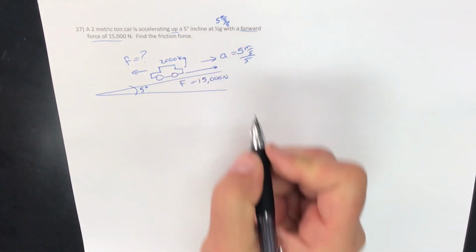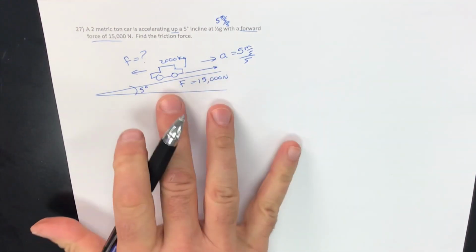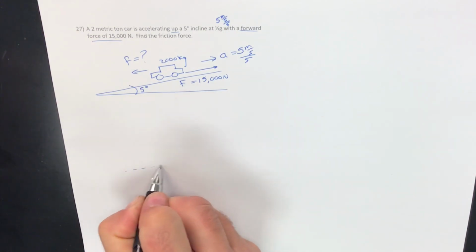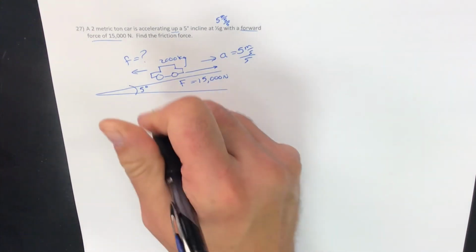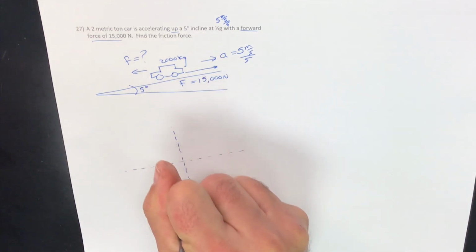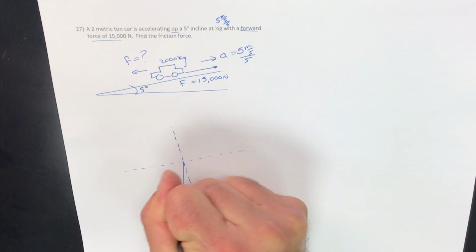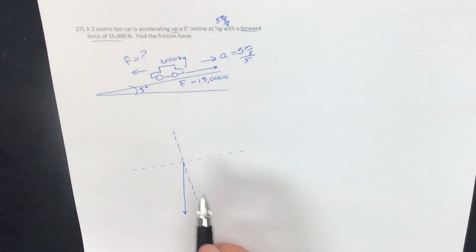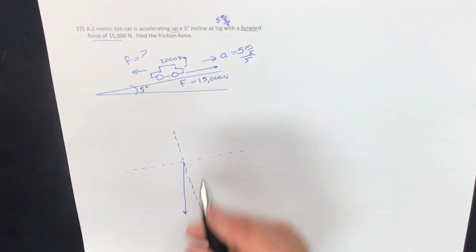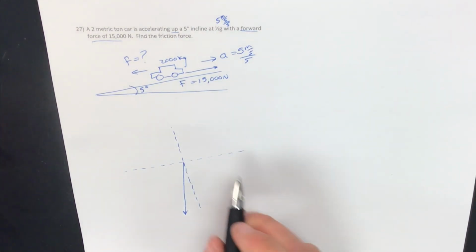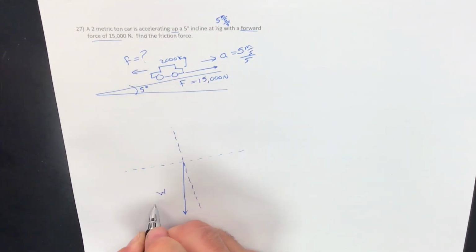All right, so anytime we have an inclined plane, you make sure that you draw the x-axis parallel to the incline and the y-axis perpendicular to the incline. And then the weight is still perpendicular to the ground. It's straight down. It's not perpendicular to the surface, but the normal force is perpendicular to the surface because normal means perpendicular. The weight is 20,000 newtons.